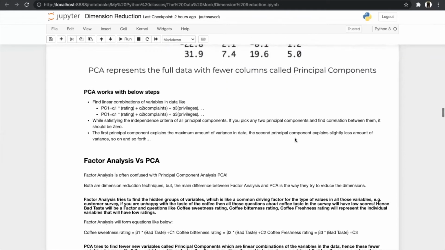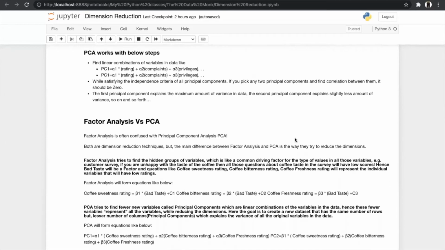So factor analysis is often confused with PCA, principal component analysis. Both are dimension reduction techniques, but the main difference between factor analysis and PCA is the way they try to reduce the dimension. Factor analysis tries to find the hidden group of variables, which is like a common driving factor for the type of values in all these variables.